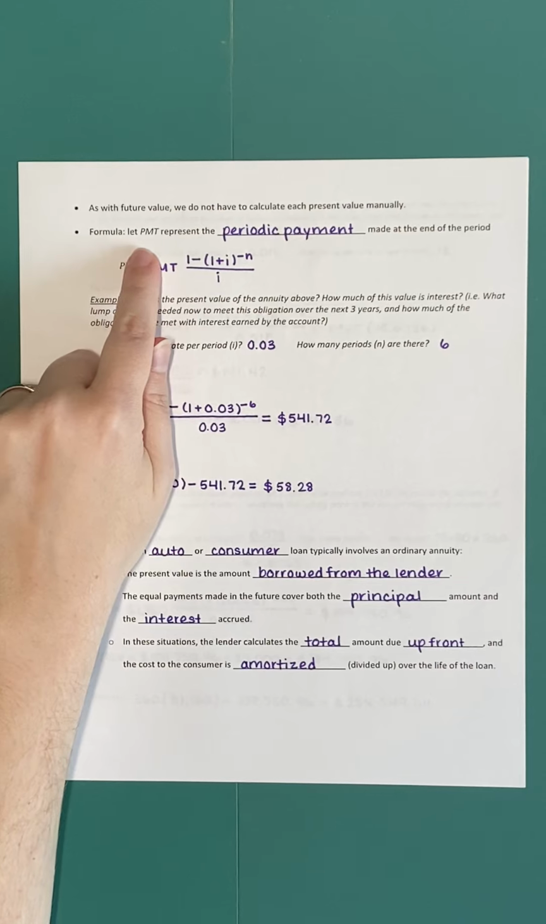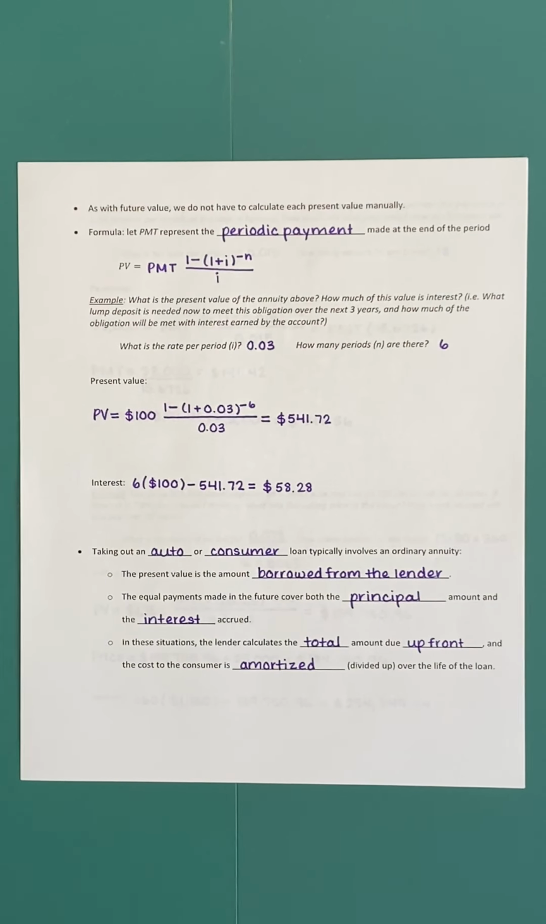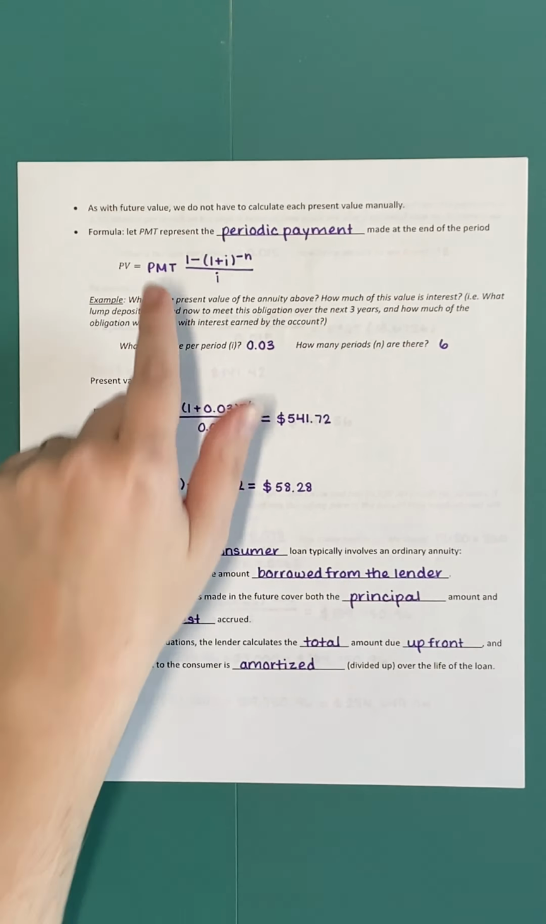So again, we're going to let PMT be our payment, but now we're thinking of it as paying the money out so that we can decrease the account, so that we can pay off the account, or so that we can use up the money in the account like we just did in the last example and take the balance down to 0. So here's our formula.